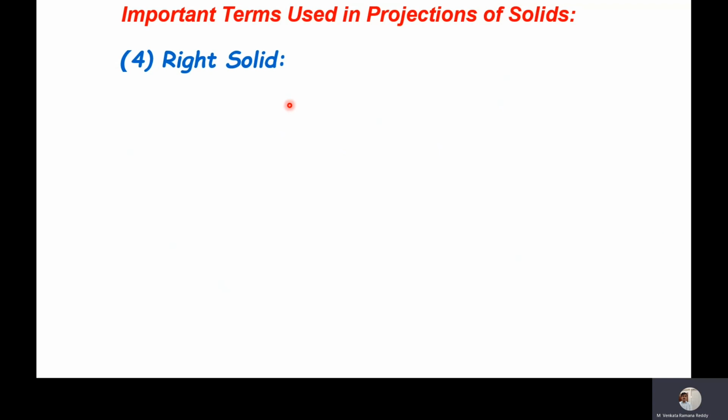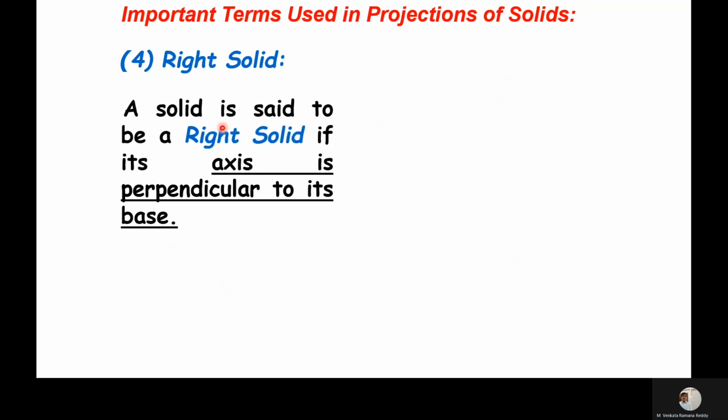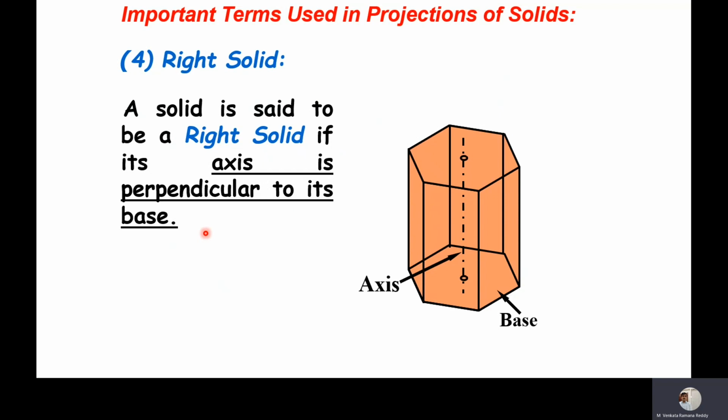Right solid. What do you mean by right solid? A solid is said to be a right solid if its axis is perpendicular to its base. Here, to this base, this axis is perpendicular, so it is called a right solid.